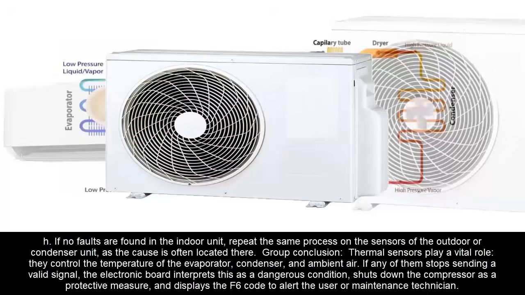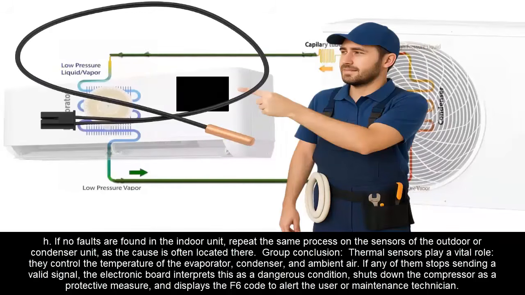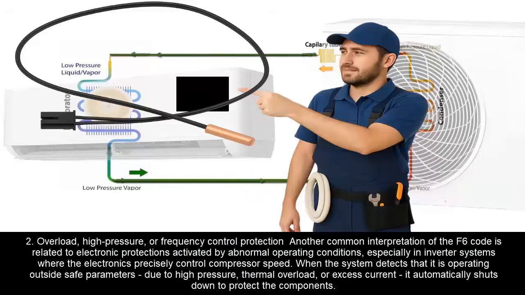Group conclusion. Thermal sensors play a vital role. They control the temperature of the evaporator, condenser, and ambient air. If any of them stops sending a valid signal, the electronic board interprets this as a dangerous condition, shuts down the compressor as a protective measure, and displays the F6 code to alert the user or maintenance technician.